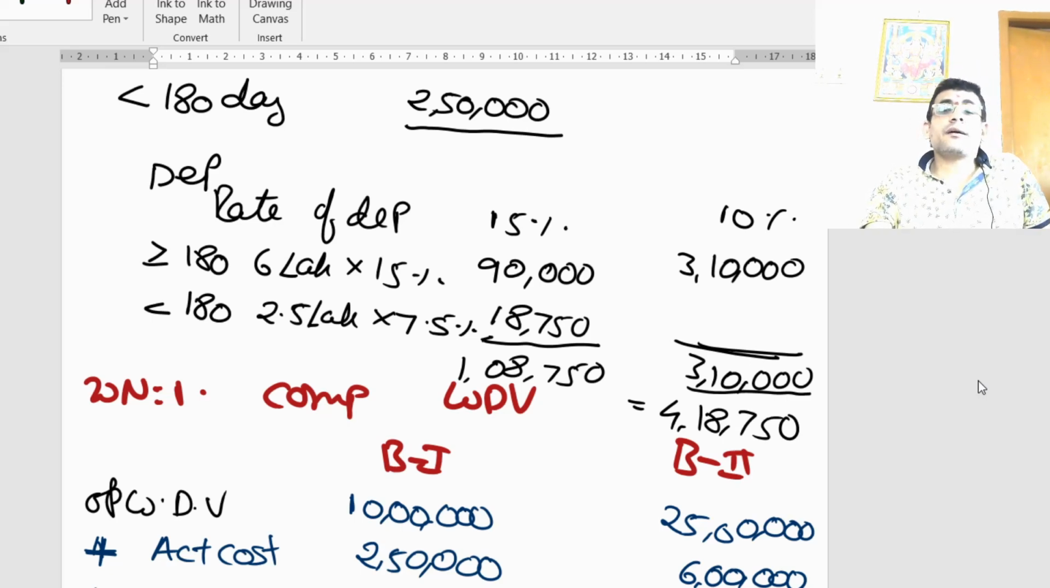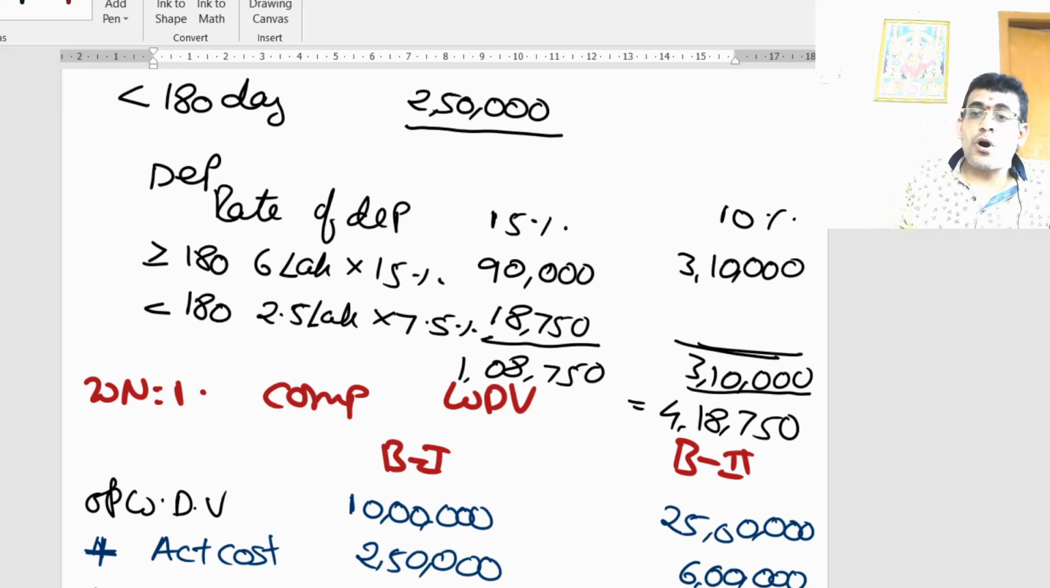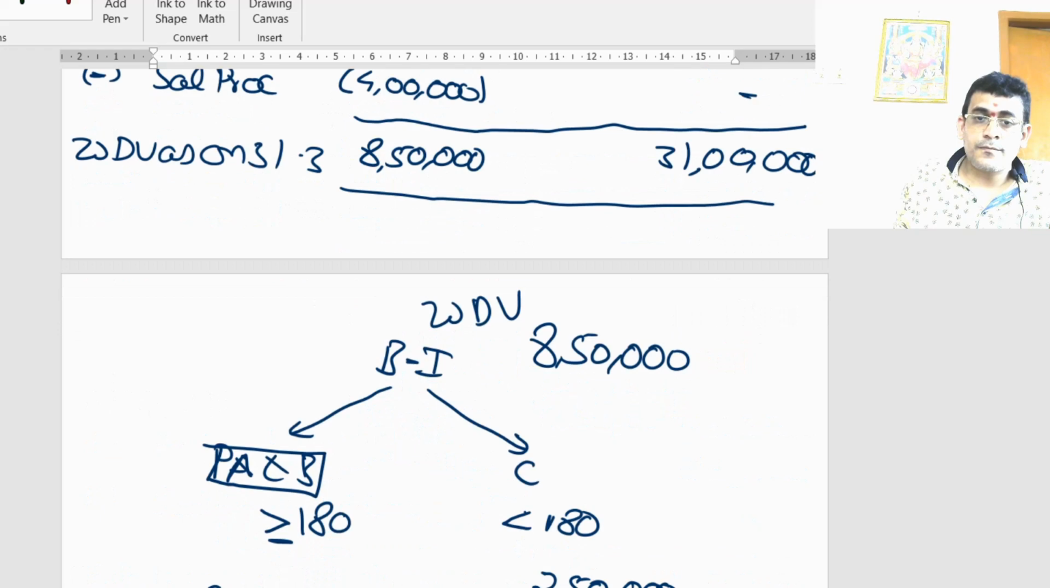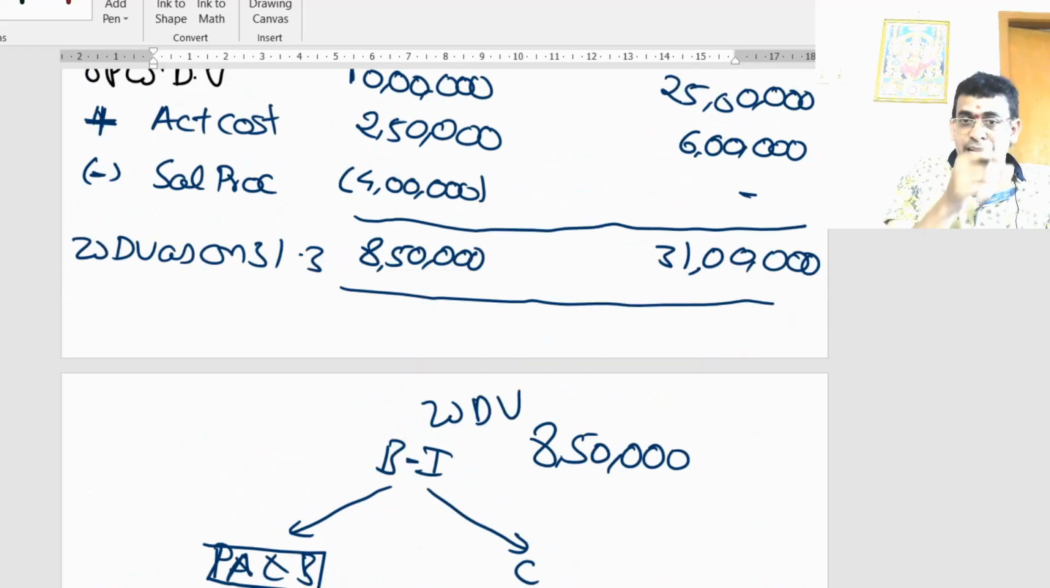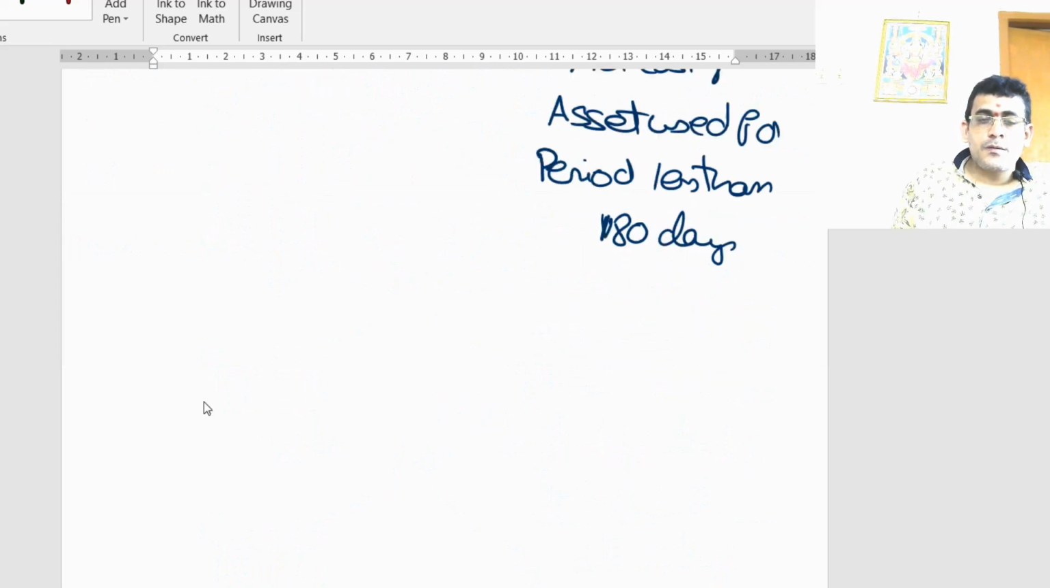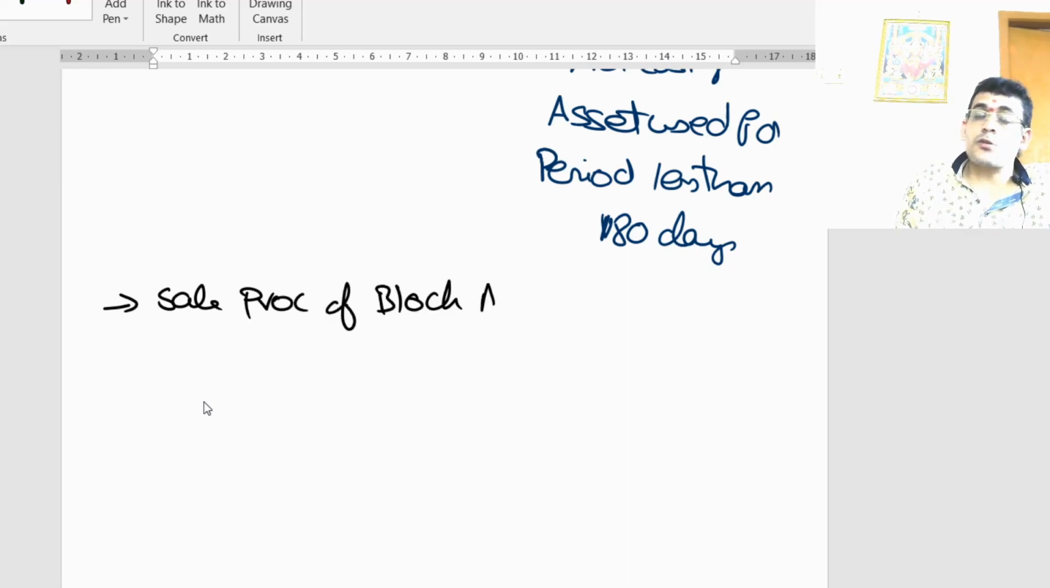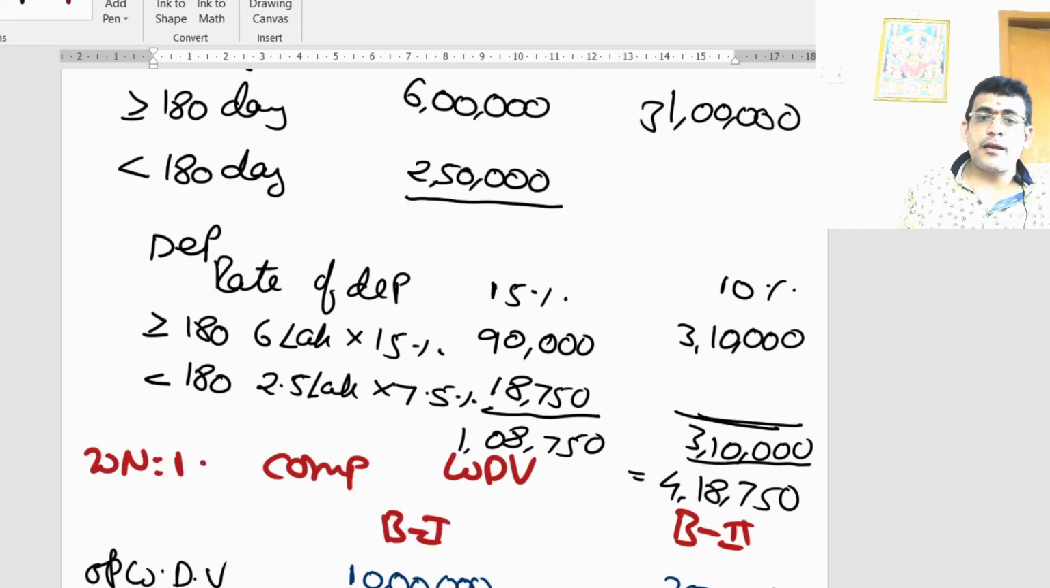That's case number 1. Case number 2, I'm just trying to change it. Block 2. Okay, let us go to case 2 and try to see that everything remains the same. Sale proceeds of plant A. In the earlier example, what were the sale proceeds? You sold plant A for a consideration of 2 lakhs.